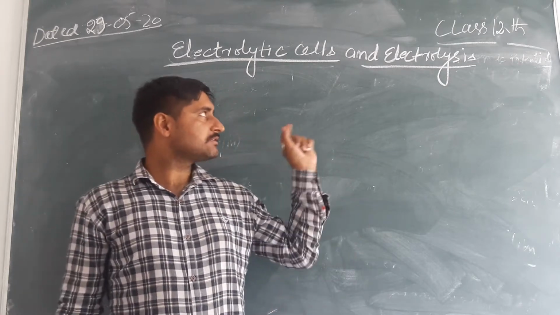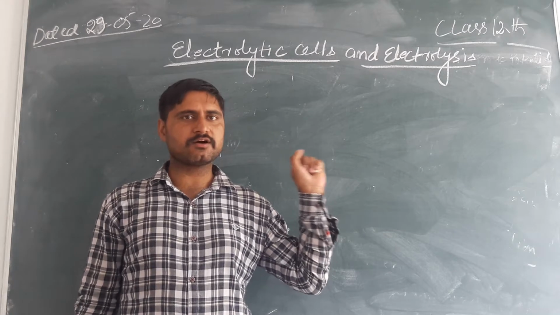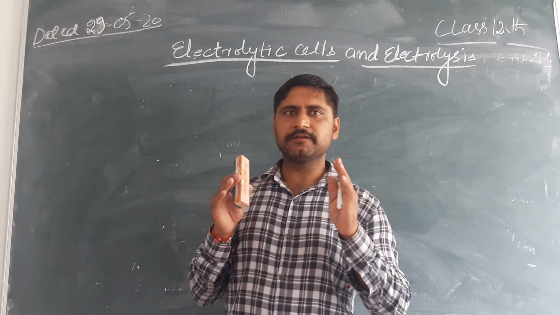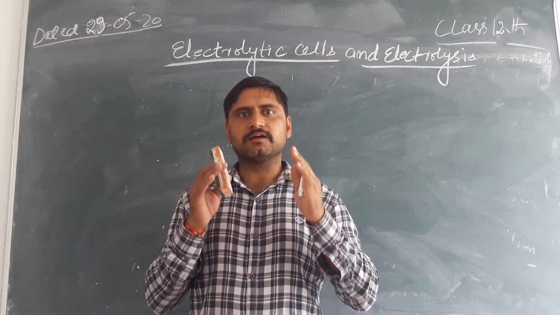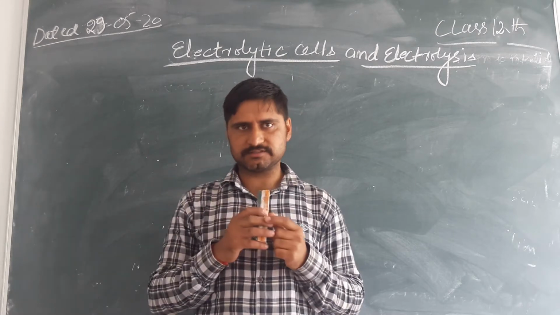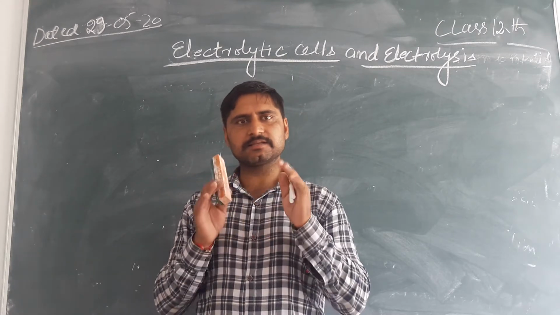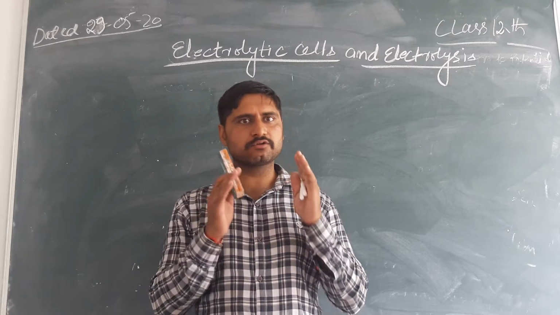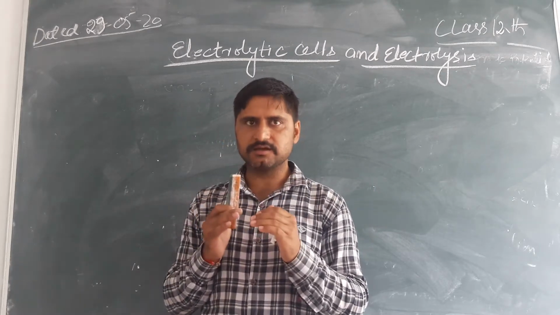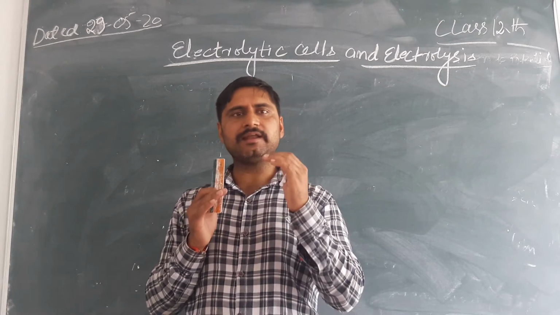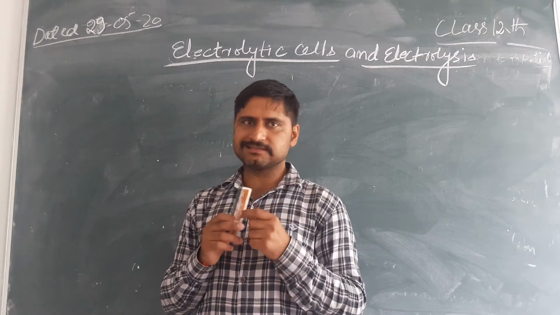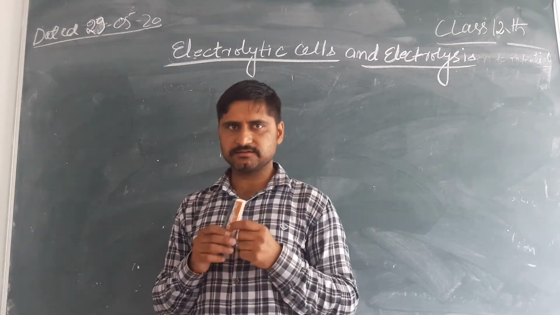What is electrolysis? The process of decomposition of an electrolyte when the current flows through it is called electrolysis. It means the electrolyte is decomposed into its chemical constituents or ions when an electric current flows through it.